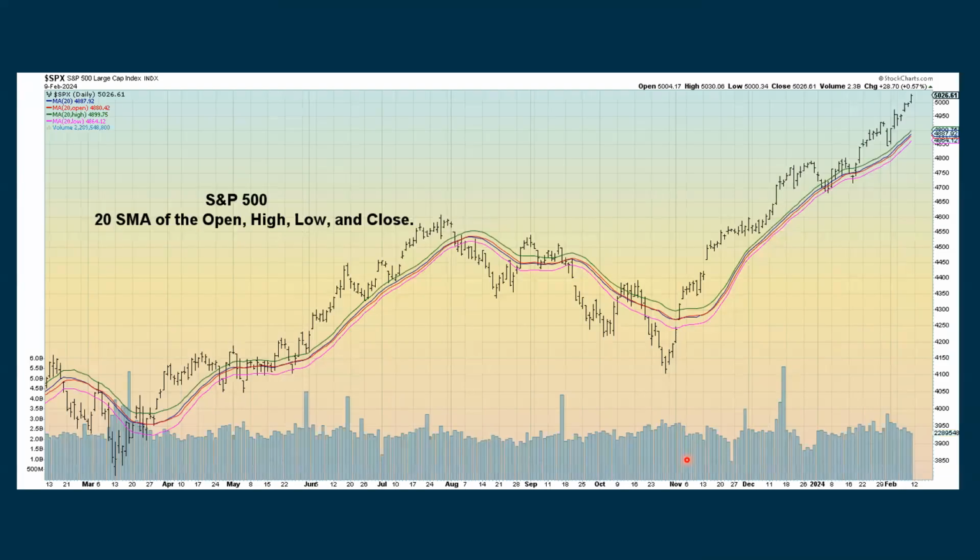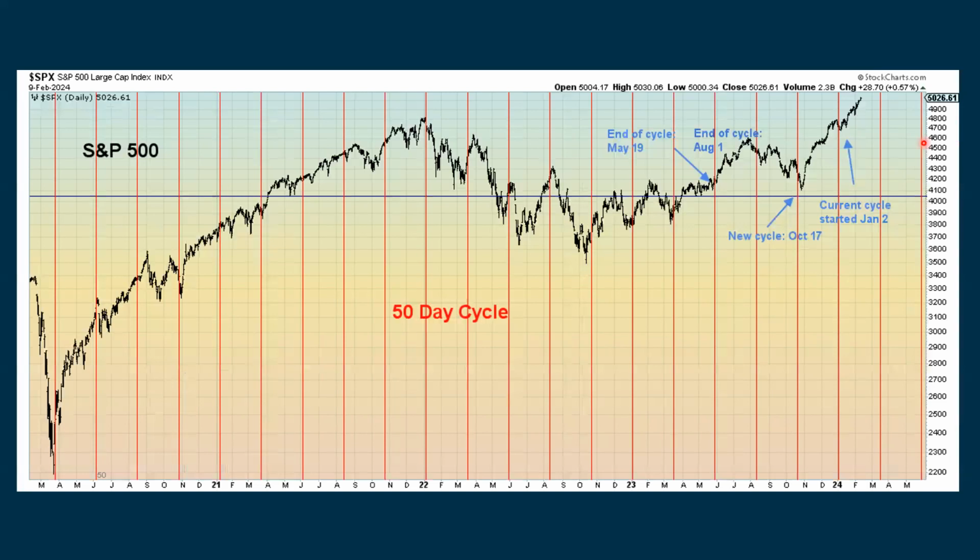This is another way of looking at support and resistance. This is a 20-period simple moving average of the open, high, low, and close. We're above what I call the mini rainbow here and going up. Sometimes when we're going up and we pull back, one of these areas may act as support. When we're going down and we start to bounce, one of these areas may act as resistance. We're far away from this mini rainbow right now, so there's been no real need to show this chart.